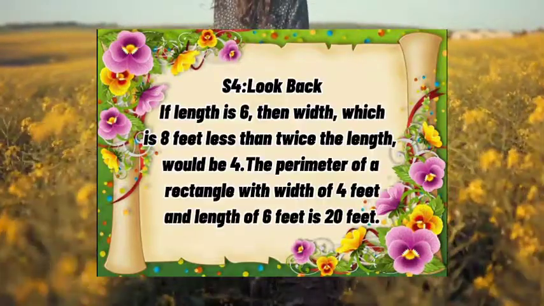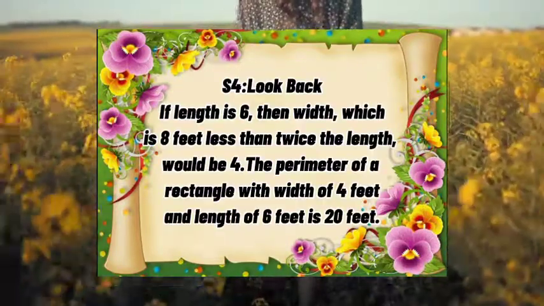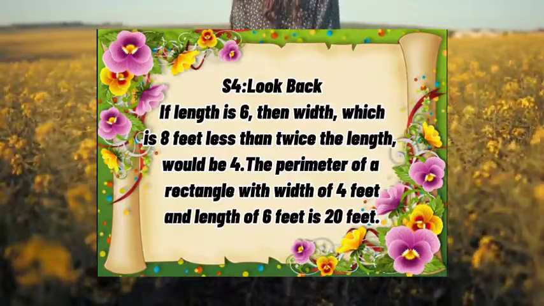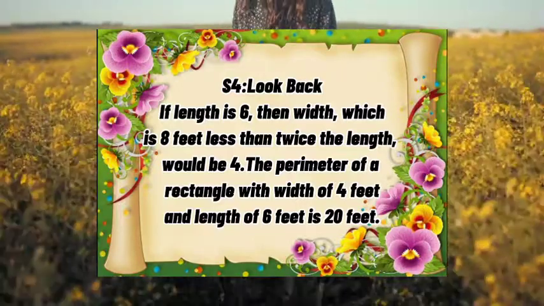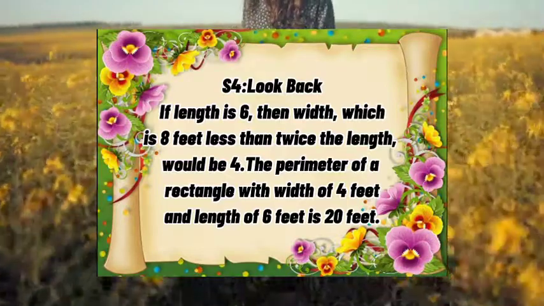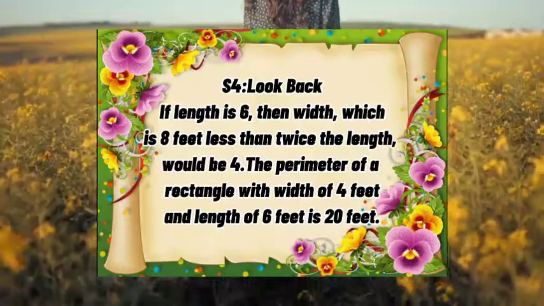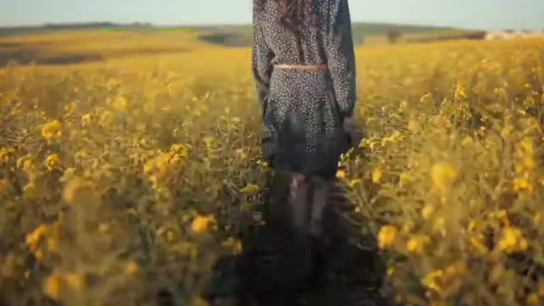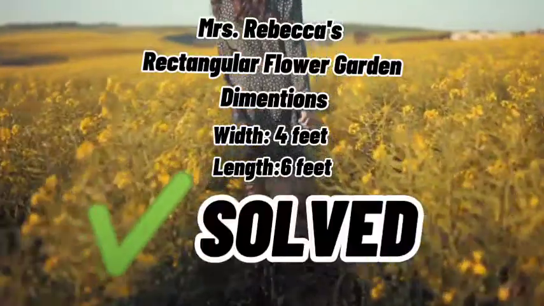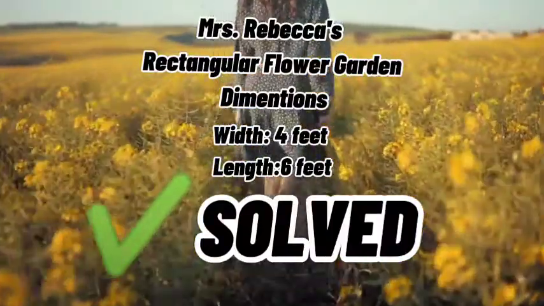Looking back, if length is 6, then width, which is 8 feet less than twice the length, would have to be 4. The perimeter of a rectangle with width of 4 feet and length of 6 feet is 20 feet. And our final answer is width is 4 feet and length is 6 feet.